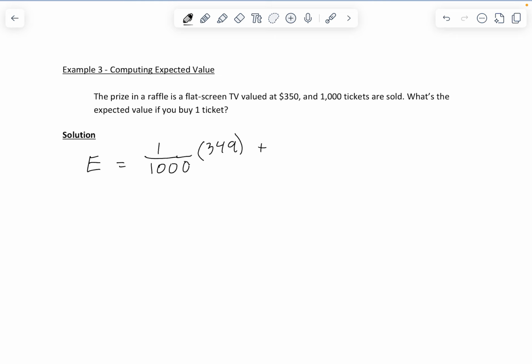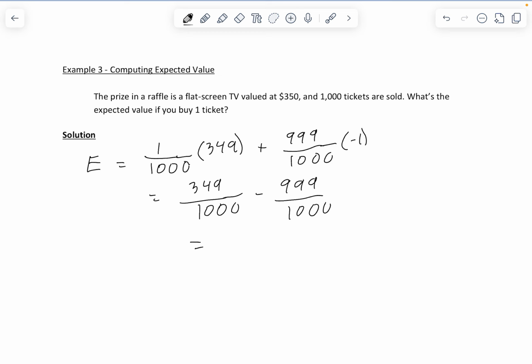I add to that the probability of losing. The probability of losing is that there are 999 losing tickets out of 1,000. And if you lose, you're just out $1, because that's the cost of buying a raffle ticket. So this is equal to 349 over 1,000 minus 999 out of 1,000. If you put this in decimal, a dollar amount, it works out to be negative 65 cents.